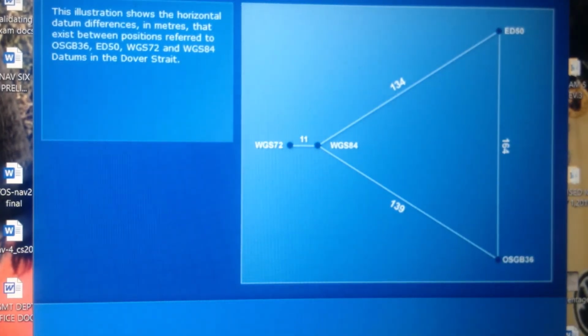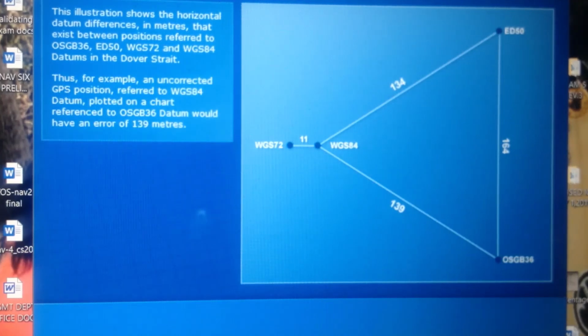This illustration shows the horizontal datum differences in meters that exist between positions referred to OSGB 36, ED 50, WGS 72 and WGS 84 datums in the Dover Strait. Thus, for example, an uncorrected GPS position referred to WGS 84 datum plotted on a chart referenced to OSGB 36 datum would have an error of 139 meters.